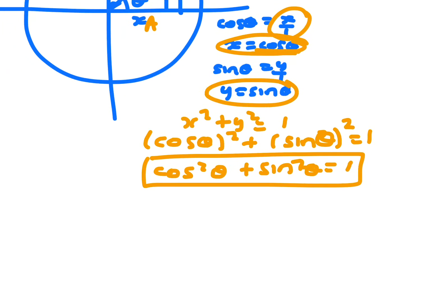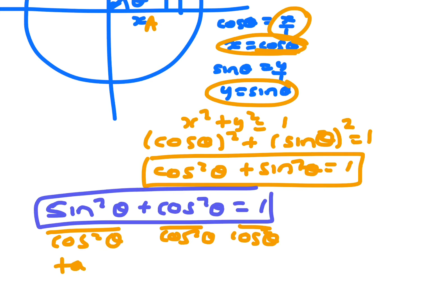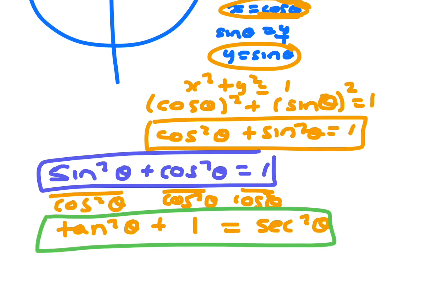And this is one of the trigonometric identities. Now, from this trig identity, we can derive some other ones. So we've got sine squared plus cos squared theta equals 1. If we divide everything by cos squared theta, then sine squared on cos squared is tan squared, cos squared on cos squared is 1, and 1 on cos squared is sec squared. So that's another identity that we can use.